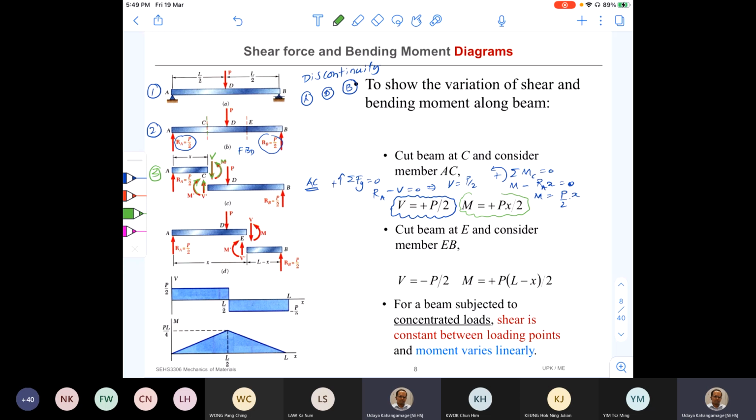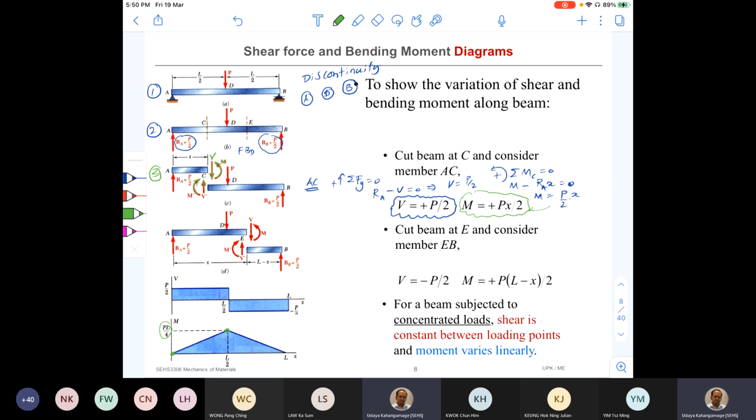Two equations: one for bending moment, the other for shear force. The bending moment equation is a linear function of x. That means when x equals 0, bending moment is 0. I want to mark that in this diagram here. When x equals 0, bending moment is 0. When x is equal to L by 2, because this equation is valid from A to D only, since we wrote this equation for the A to D section, M is equal to PL by 4. So this is the point.